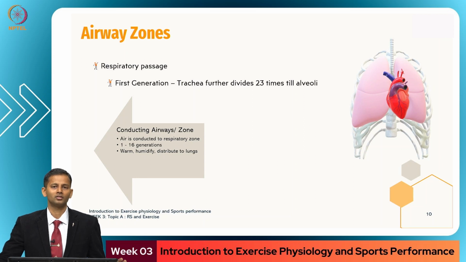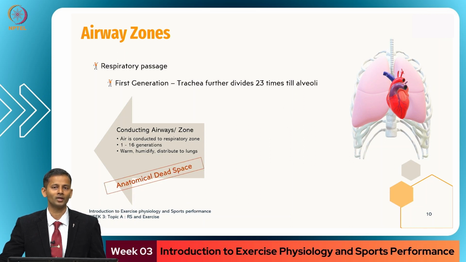The branching generations until 16 are called conducting airway zones, wherein the air which is inhaled through the nose is there only for conducting or passing of this air from the nose, nasal cavity till the 16th branching airway zone. These zones are named conductive zones, and their main function is only to warm up the inhaled air, humidify it, and thereafter distribute it to the further generations of this bronchial tree.